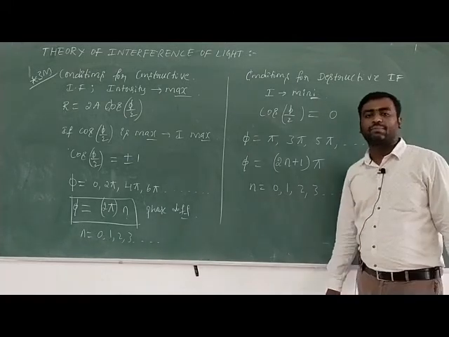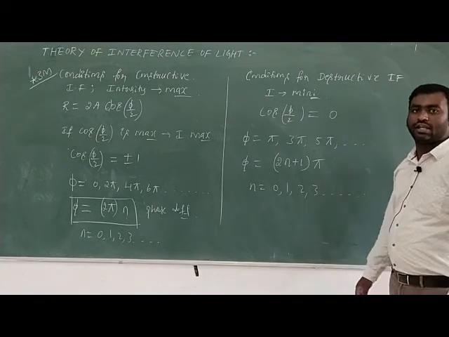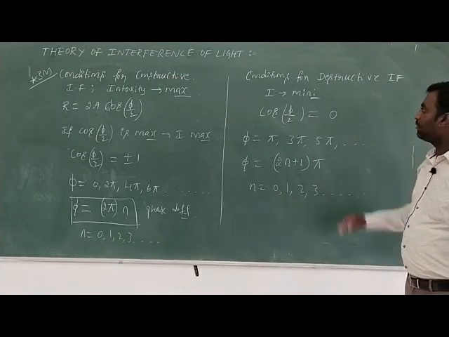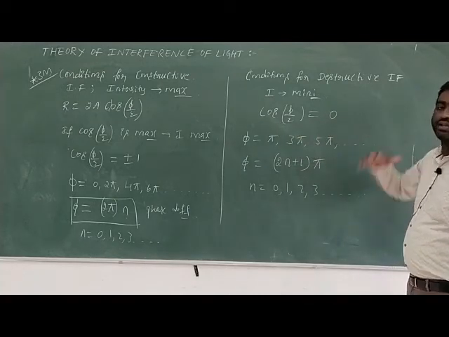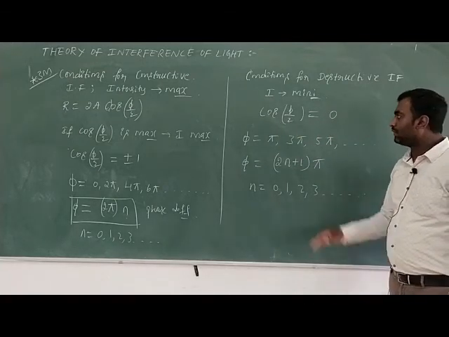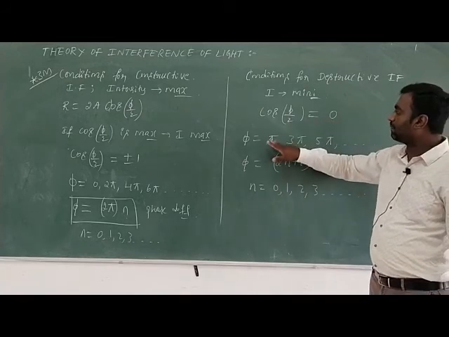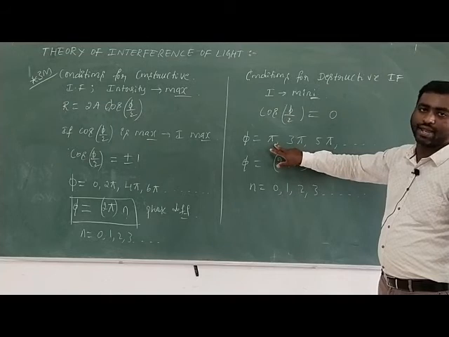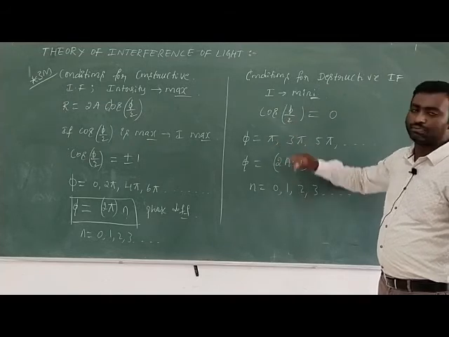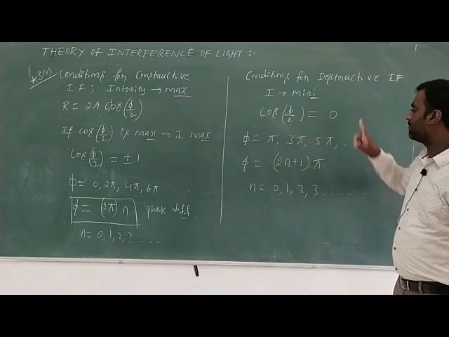Intensity should be minimum, that is, the amplitude of the light wave should be minimum. If the amplitude has to be minimum, what should the condition be? The cos π/2 value must be equal to 0. So for cos π/2 to be 0, first substitute the value of π: 180 divided by 2 is 90 degrees, and cos 90 degrees is 0.